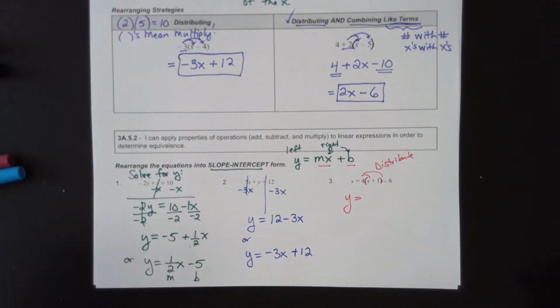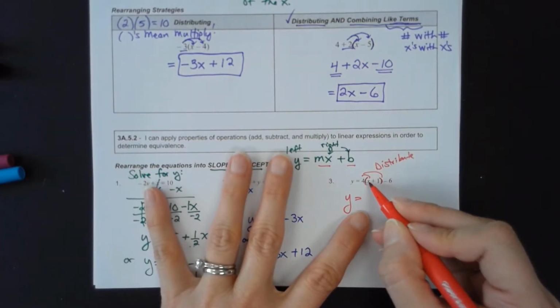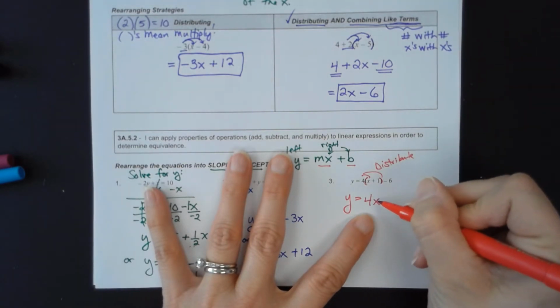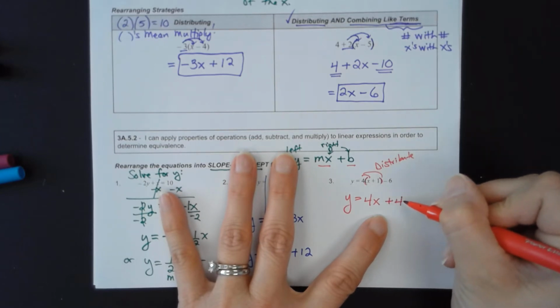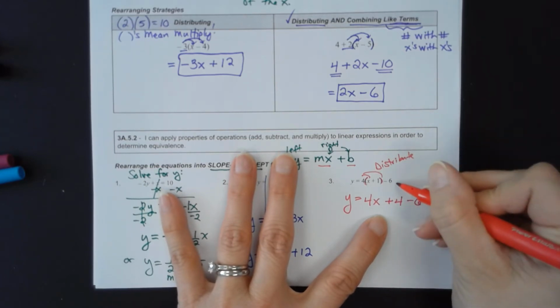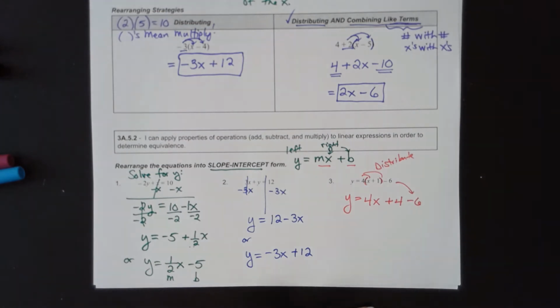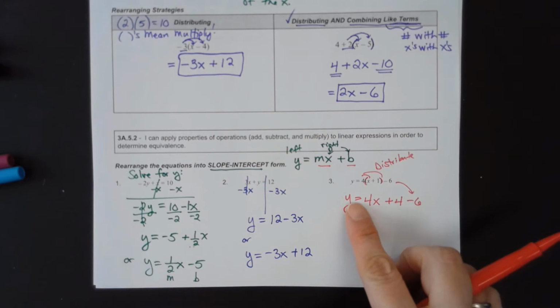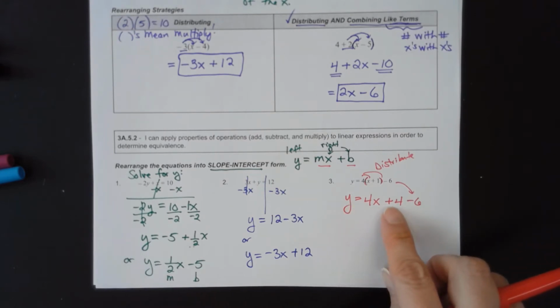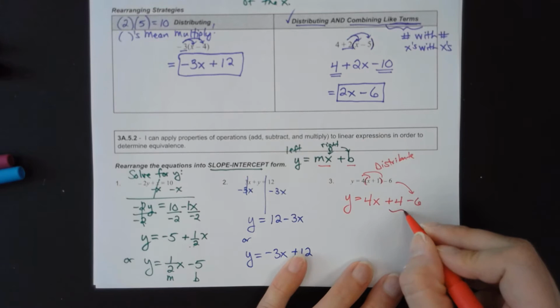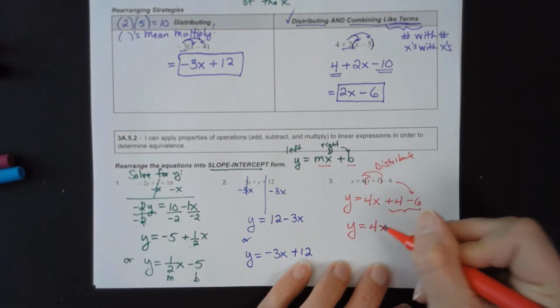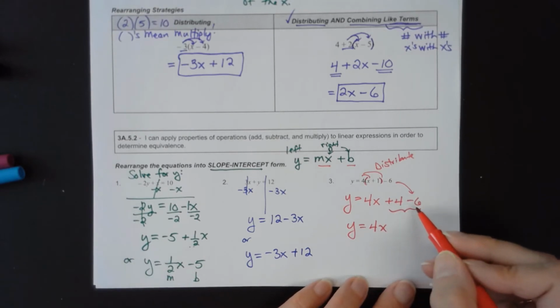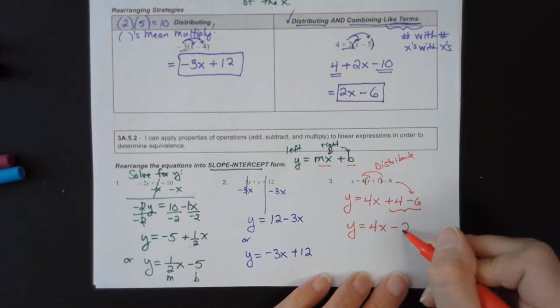Leave y alone, please. 4 times x is 4x. 4 times 1 is a positive 4. Don't forget to write the minus 6. Just drop it down. So are we done? I see y equals, the slope is 4, mx. Oh, look at this. These are like terms. I can't have all these numbers over here, so we're going to go ahead and combine them. Positive 4 minus 6 makes minus 2.